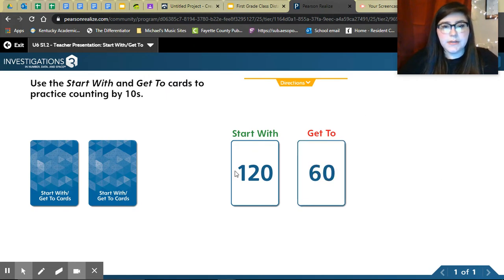If I'm starting with 120 and getting to 60, am I going to count forward or backwards? This time I'm going to count backwards. Pause the video to practice that.